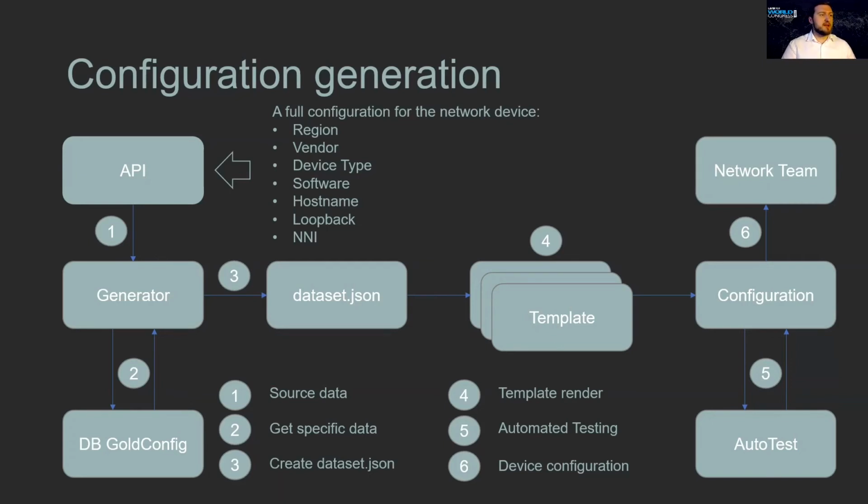For example, to generate a complete template for a device, I need 7 parameters: region, vendor, device type, software, hostname, loopback, and NNI interfaces. I pass these parameters to the generator, which makes a request to the GoldConfig database, which stores the parameters of region, protocols, network, etc. The generator generates a dataset with all parameters, and it is passed to the render of the Jinja2 template, from which the final configuration is obtained, which we can send to Autotest or provide to the user.